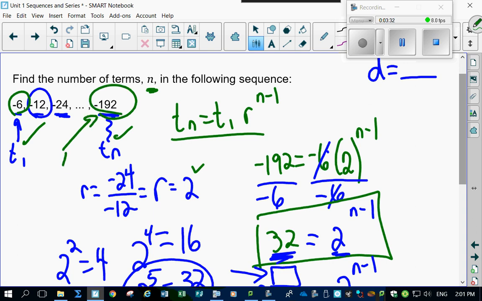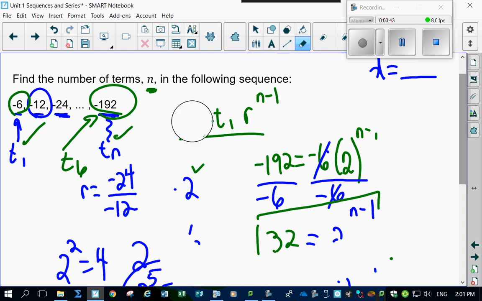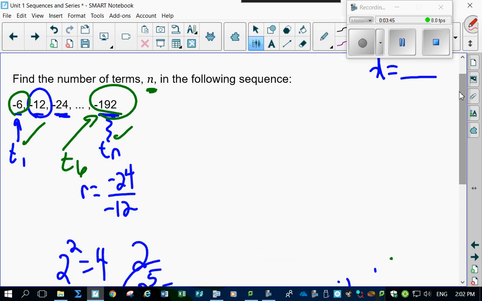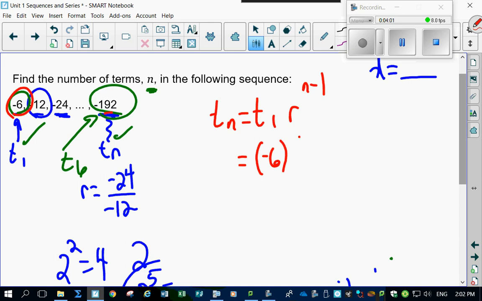That, in fact, is T6. Awesome. Holy smokes, that works out just so beautifully. And if you're still not happy about that, I can give a proof to you right now. Remember, our formula was Tn equals T1 times r to the n minus 1. Okay, I know this is 192, but I'm going to prove it. There's T1 at minus 6. Common ratio was, in fact, we figured it out here, to be 2. And I said that this is T6.